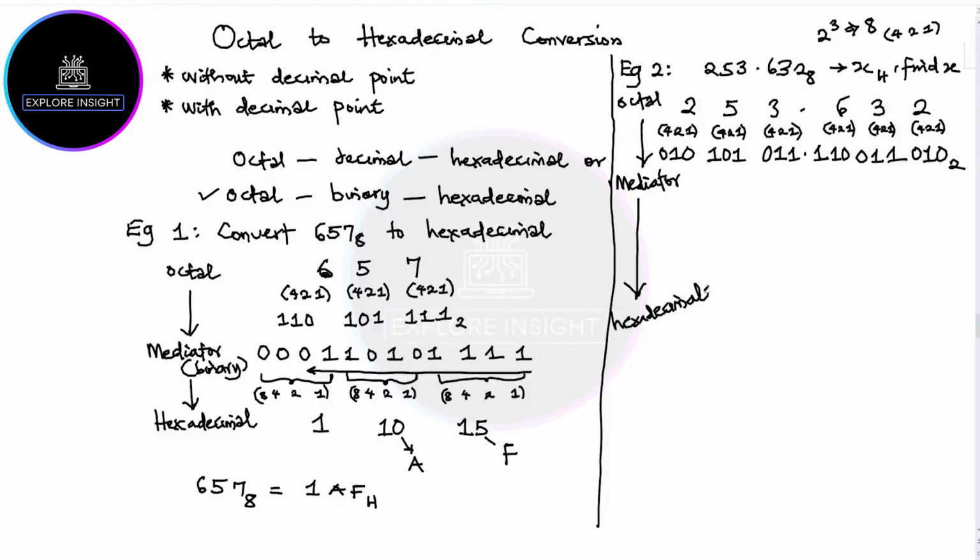Okay, so now we have to put this out. So we have 0, 1, 0, 1, 0, 1, 0, 1, 1, dot 1, 1, 0, 0, 1, 1, 0, 1, 0. And like we said, we have to group it as a set. That means 4 digits in a set.